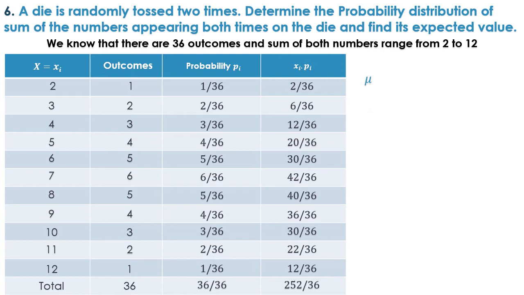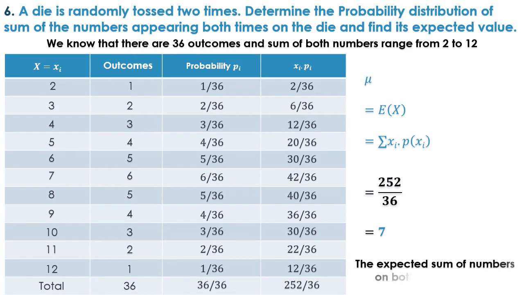Let's see what value we get using this. Mu, that is the expectation of x, is summation xi into pxi, that we already have here, 252 upon 36, and when we simplify it we get 7. So the expected sum of the numbers on both the times will be 7. So the answer for this question is 7. So the average sum you get while tossing 2 dice is 7. Let's move on.